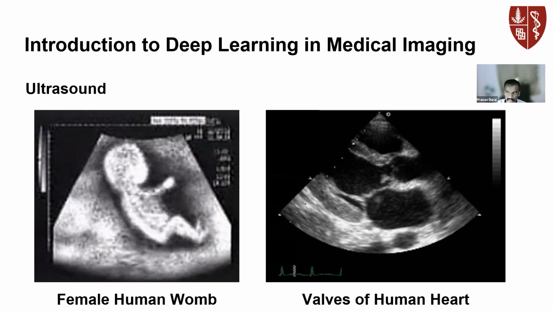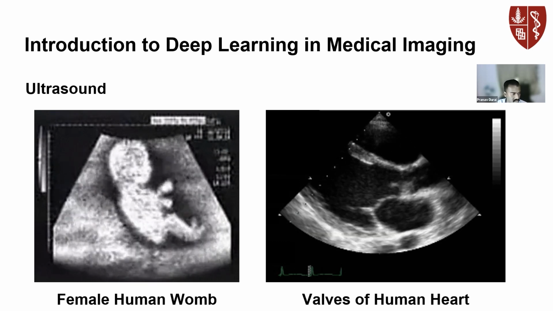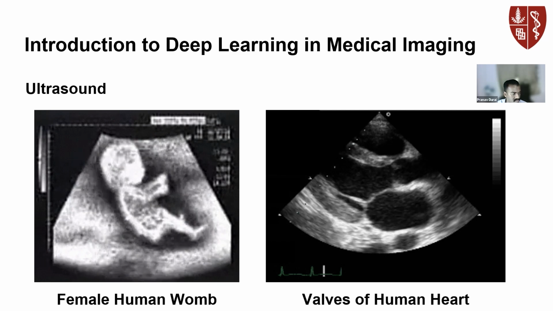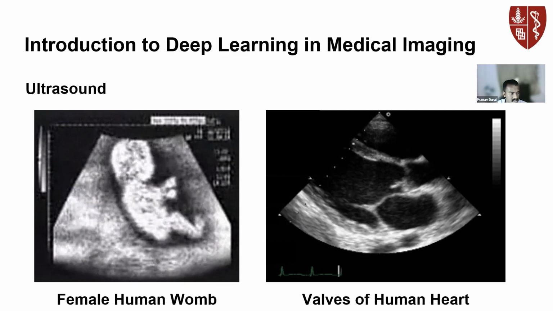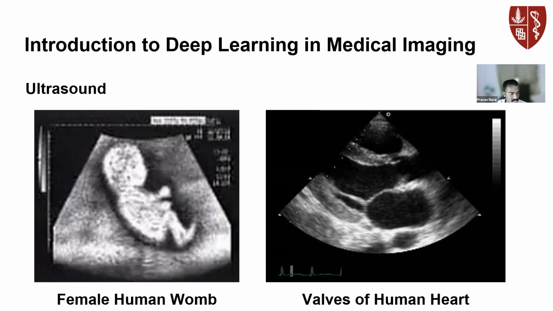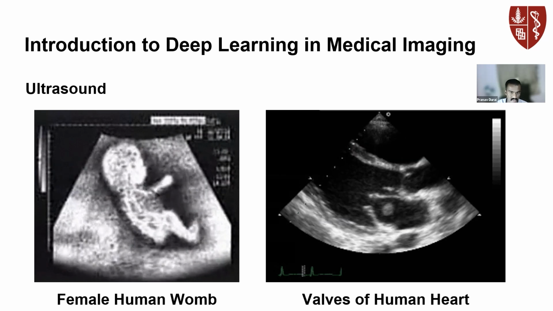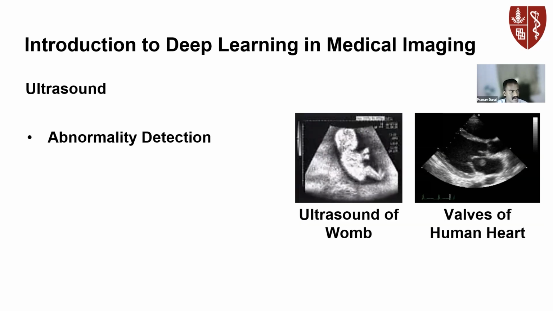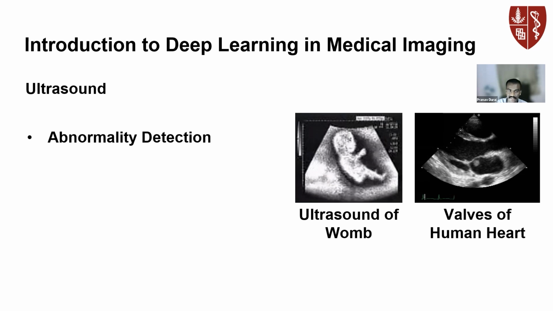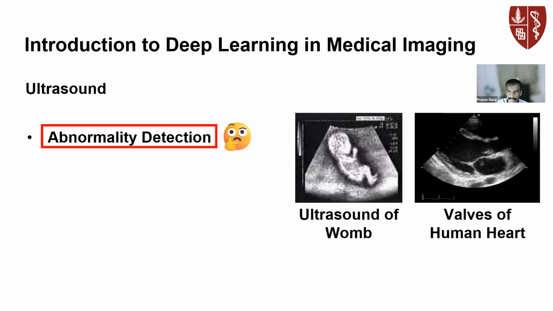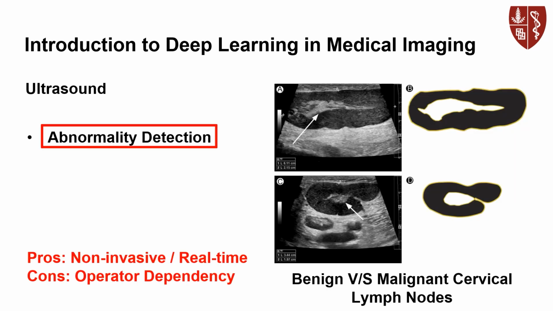And the next modality that we have over here is ultrasound, right? You have an ultrasound of the female human womb, right? And also an ultrasound of the valves of the human heart as well, right? And in this case, the application over here is abnormality detection, right? So what is that? So in this case, I have an example of abnormality detection over here. And this is specifically for benign versus malignant cervical lymph nodes, right?